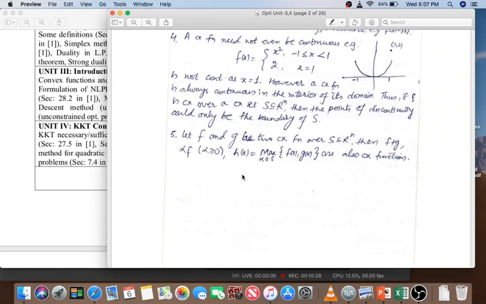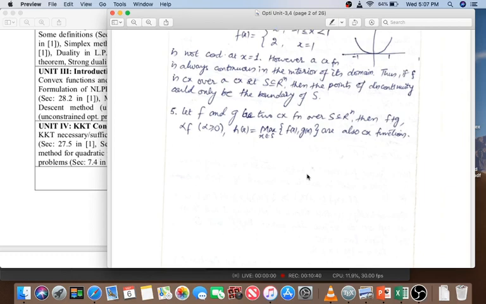Then one more simple property: let f and g be two convex functions over S, then f plus g, alpha f, h(x), and the maximum of f(x) and g(x), they are all convex functions. There are several other properties. If you want to see, you can find it on the net or in some other books.